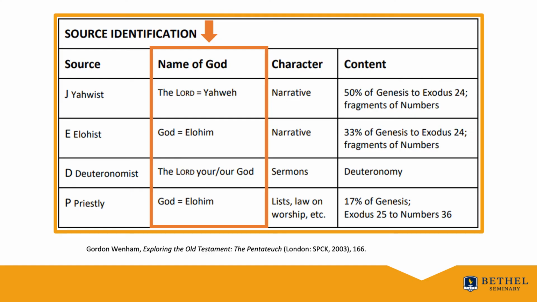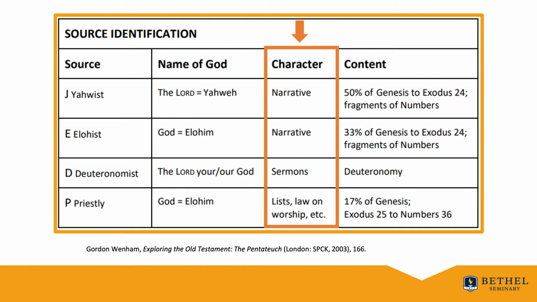Firstly, in terms of the divine names, J source uses the Lord or Yahweh. E source uses God, which is Elohim in Hebrew. D source uses the Lord your or our God. And P source uses God, that is Elohim. Secondly, regarding the characteristics of the texts, J and E sources are written in narrative form.